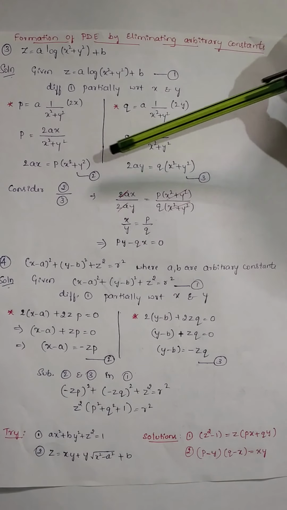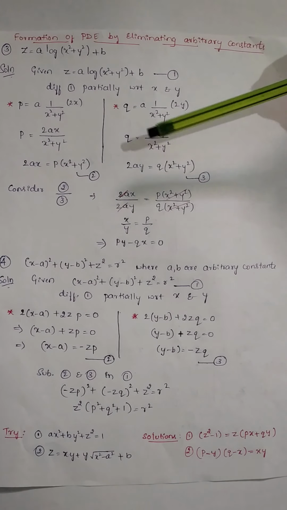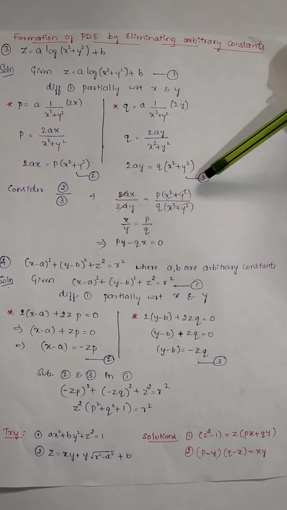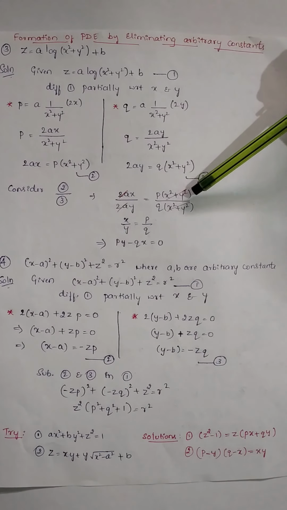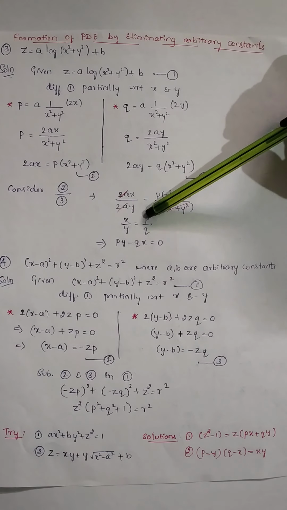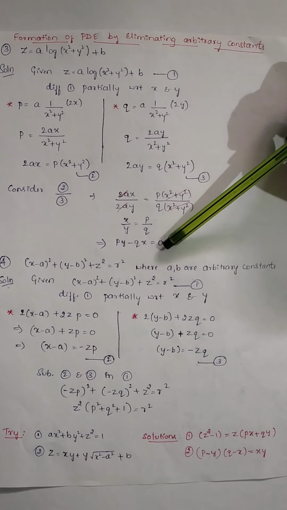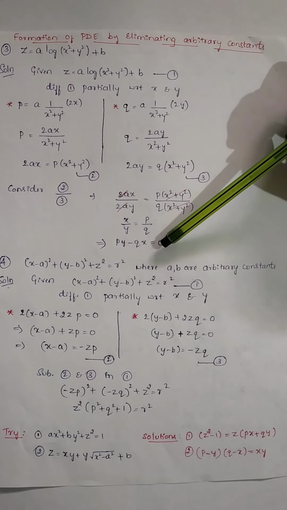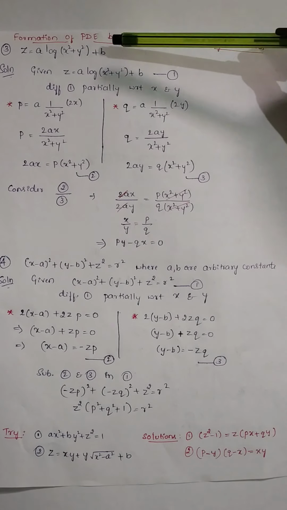In 2 and 3 you need to remove a, and for that you divide equation 2 by 3. Easily you can cancel 2a here, and in the RHS you can cancel x square plus y square. So the answer will be x by y equals p by q. On cross multiplication you will get py minus qx is equal to 0. So the arbitrary constants are removed, and we have written the partial differential equation for the given problem.